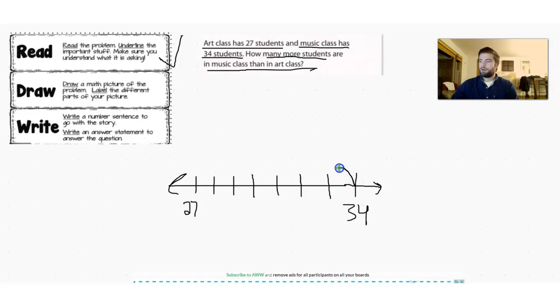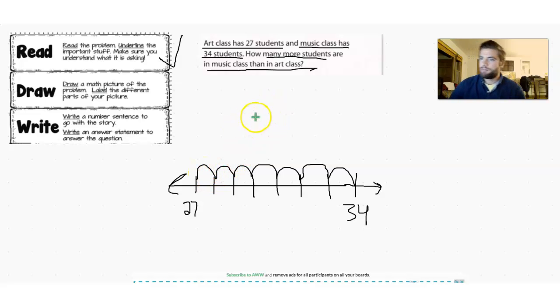34, 33, 32, 31, 30, 29, 28, 27. Okay, so now we have all our jumps. Let's count how many jumps we had to make there. 1, 2, 3, 4, 5, 6, and 7.